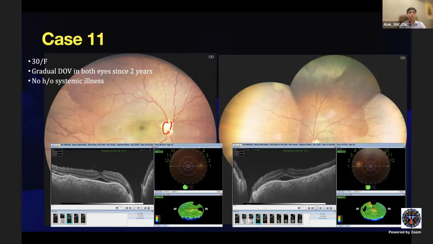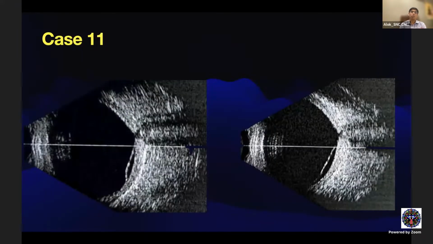But you can see even on the swept-source OCT, there was a considerable thickening of the sclera. And there was presence of subretinal fluid. There were no cells in the vitreous awaiting the retina. Now, this is the B scan, and it also shows a thickened sclera along with an exudative retinal detachment.